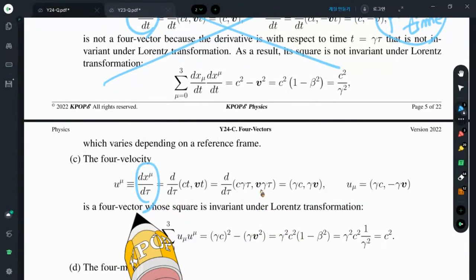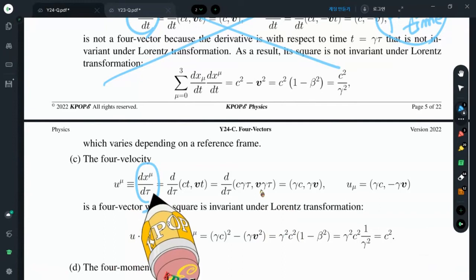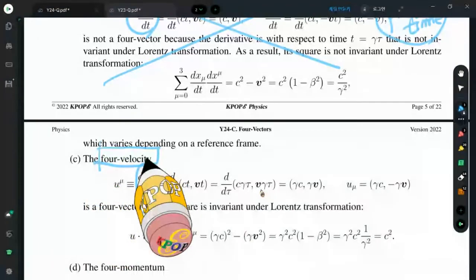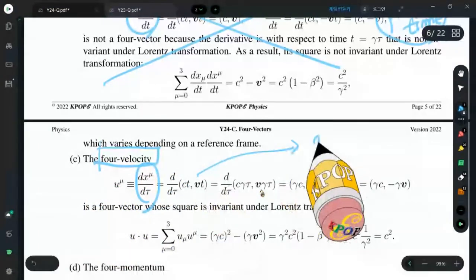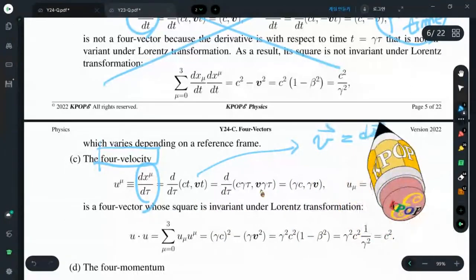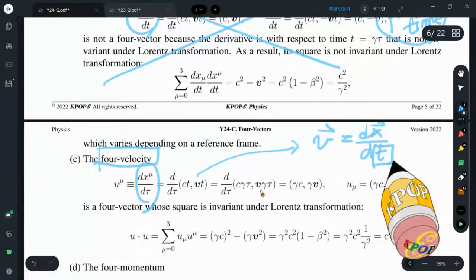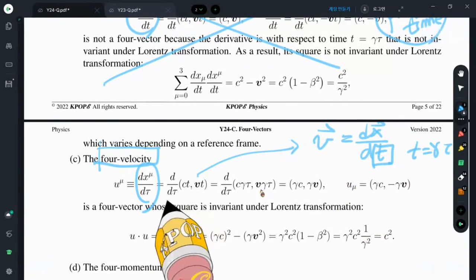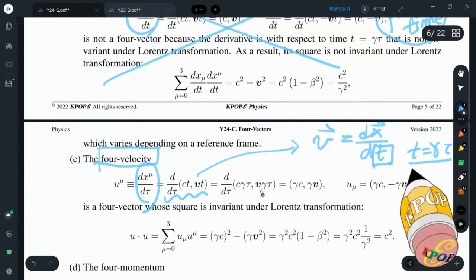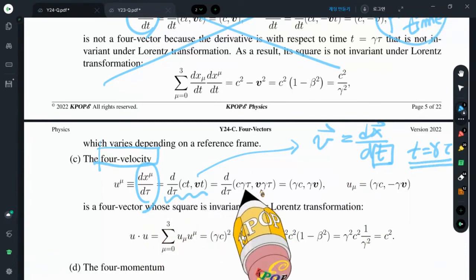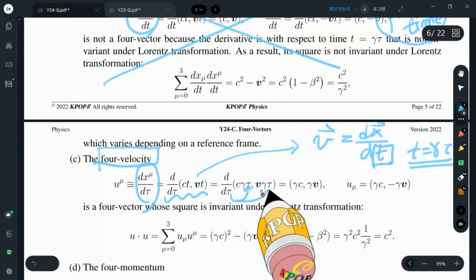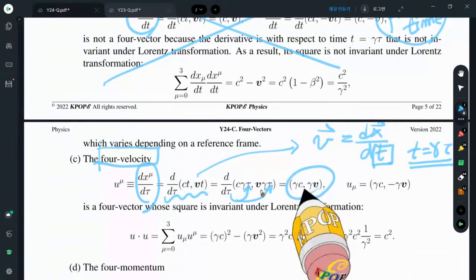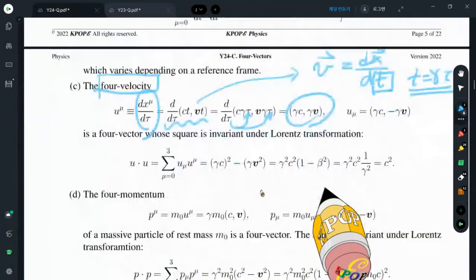For displacement, the time derivative with respect to proper time is called four-velocity. It is different from the usual velocity. The usual velocity is the time derivative with respect to normal time. That is gamma tau. Let's do this calculation. We know t equals gamma tau. So we have a trivial derivative. Finally, the four-velocity has 4 components like that.